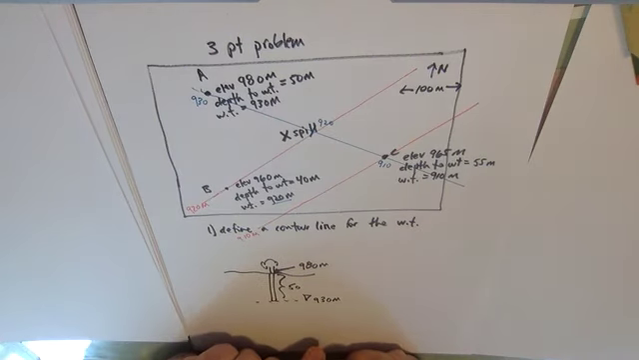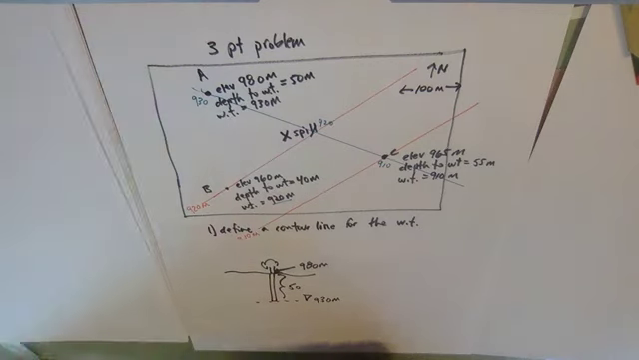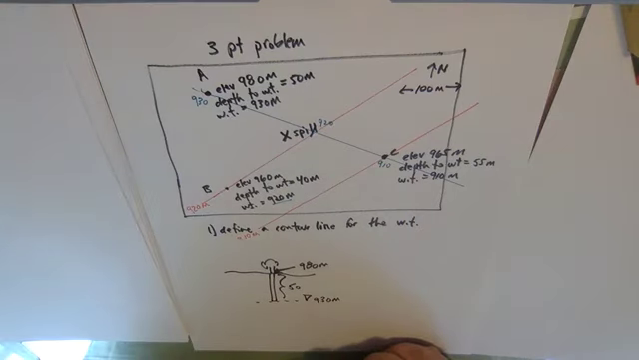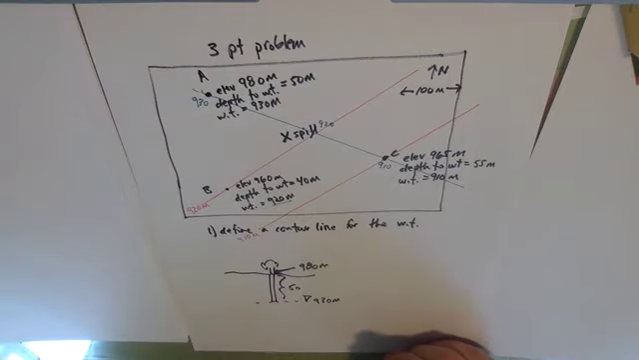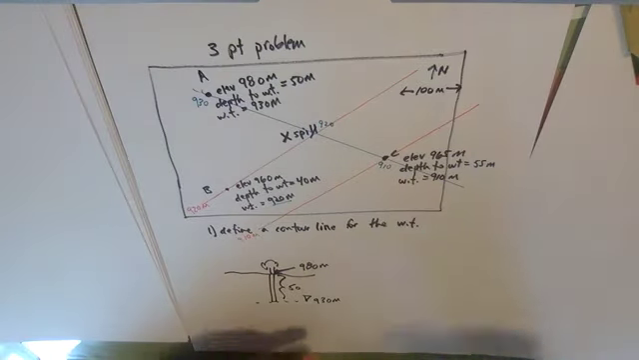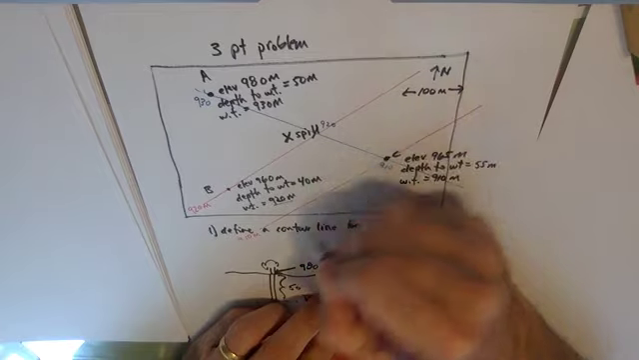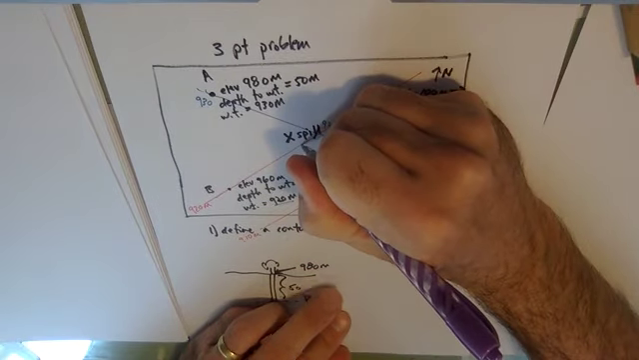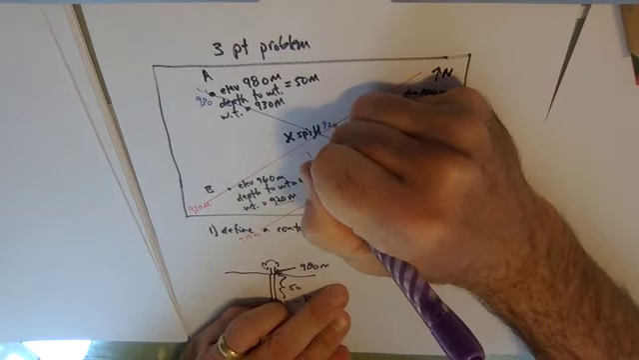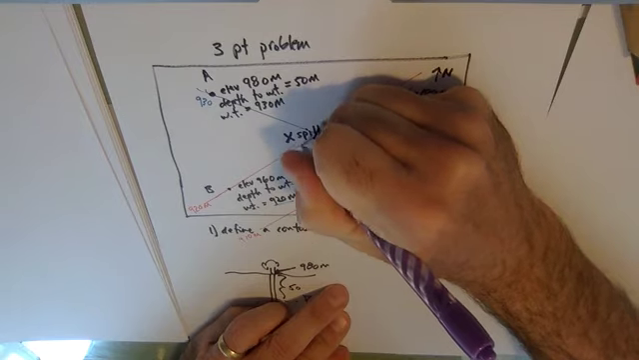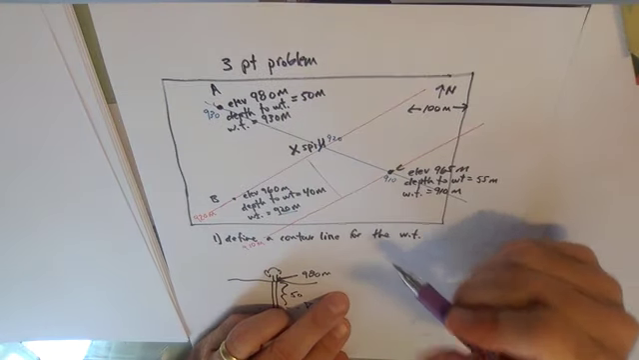So now we know what direction the groundwater is moving. The groundwater moves perpendicular. I don't know if this is going to show up. That's probably not going to show up. The groundwater is going to move perpendicular to these contour lines. So it's going to move like this. Hope that shows up.